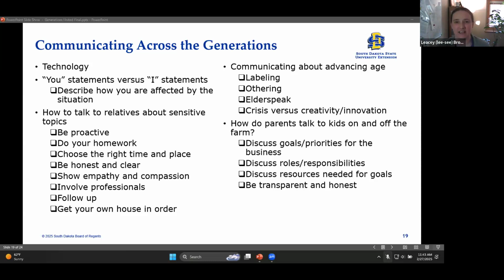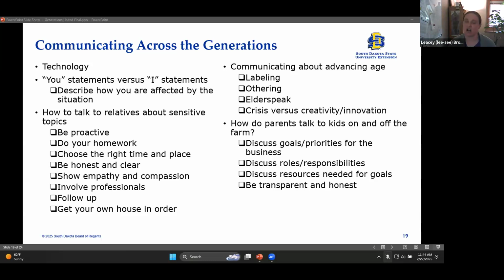How can we be innovative to make the farm last into the future? So try to avoid describing stuff about advancing age as a crisis. Instead, how can we be creative? How can we come up with innovative solutions for our farms and our ranches that keep them strong, sustainable businesses?